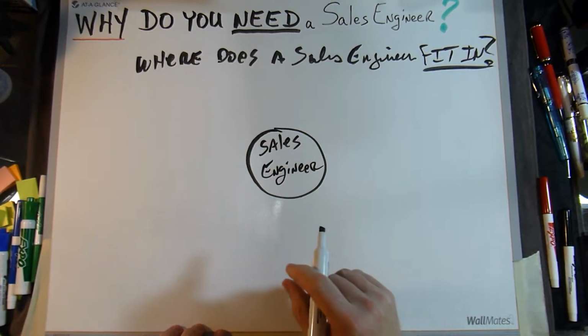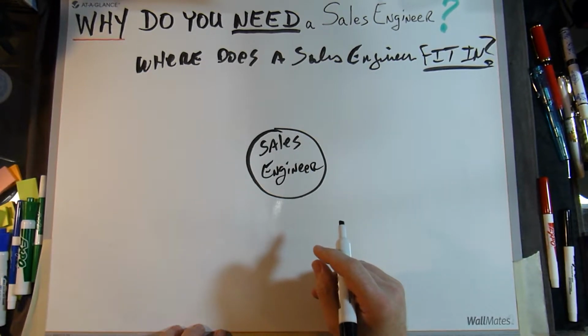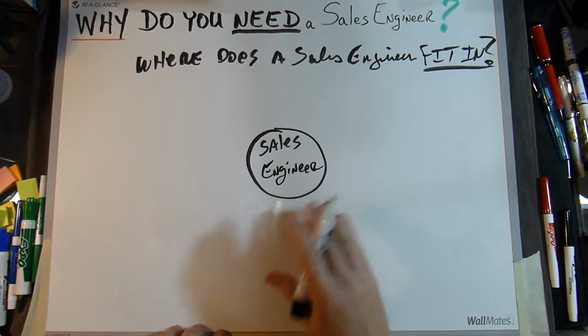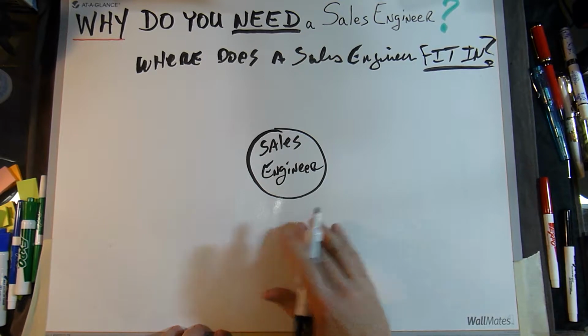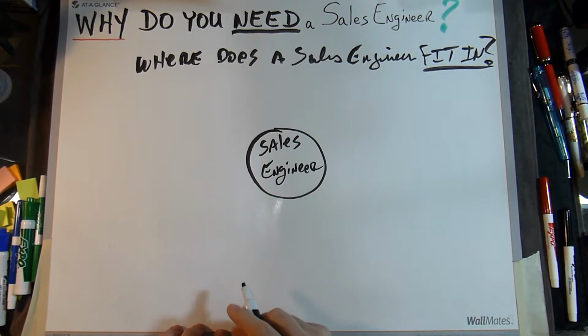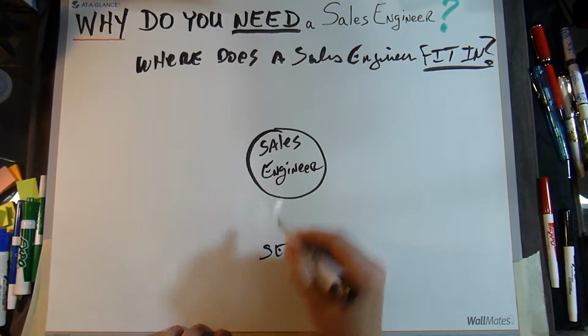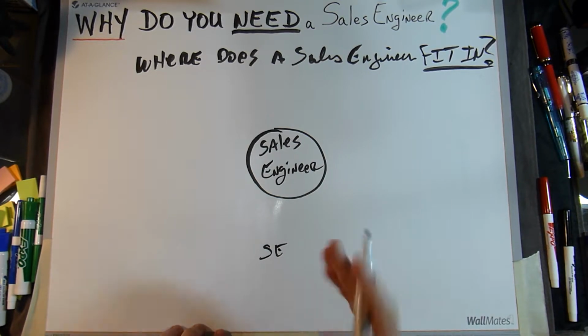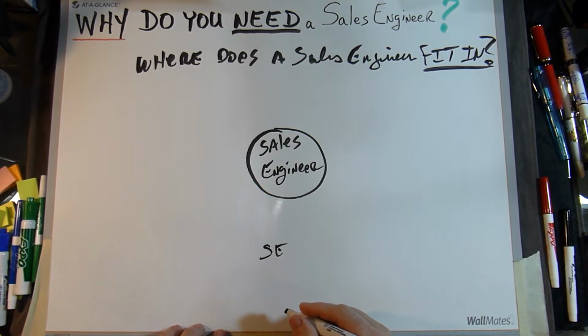Now, over these videos and all of the blog that I have and the hundreds of posts, I'm sure that you've begun to notice that I never say SE. I could abbreviate sales engineer as SE. Why don't I do that? Any thoughts about that?